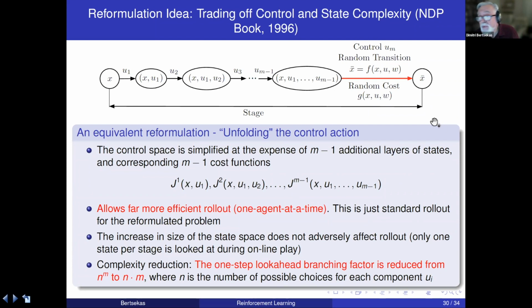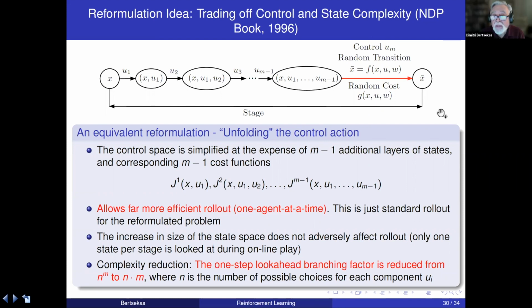Are there any questions? I had a quick question. So outside the context of rollouts, if we don't have a good base policy, if you're doing like normal value iteration with some initialization over the value function, this reformulation would still be as hard as the original problem, right? Because you've only moved the complexity to the states.